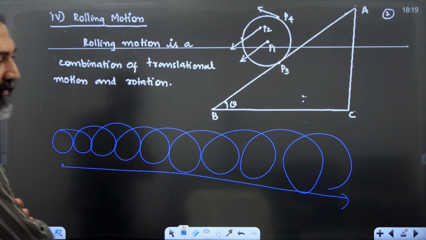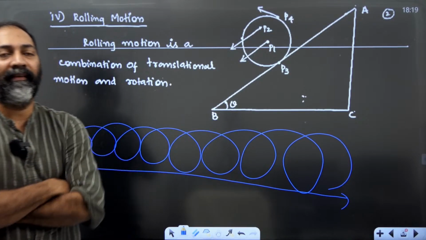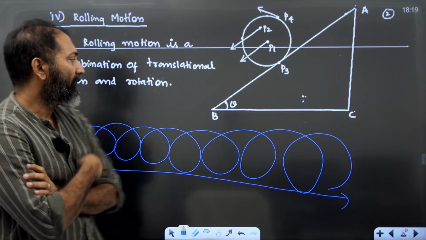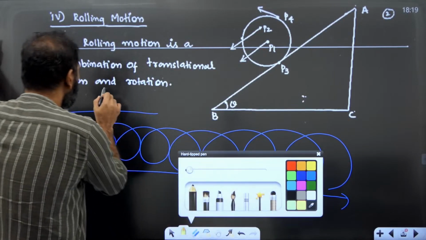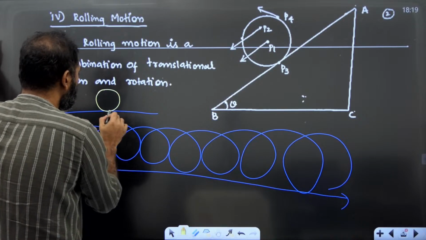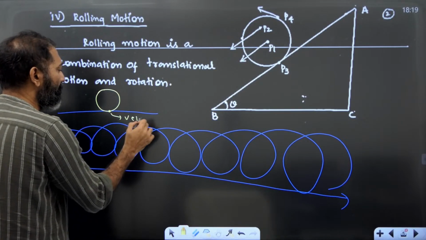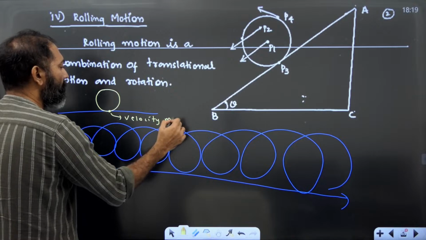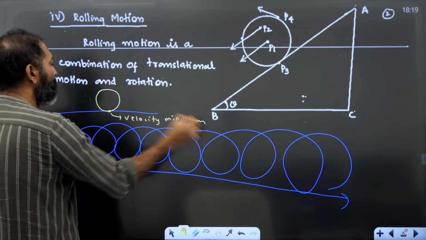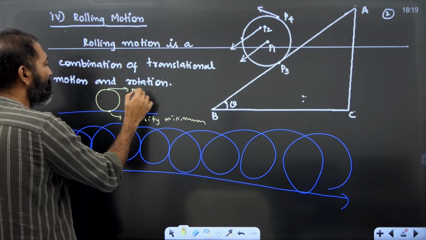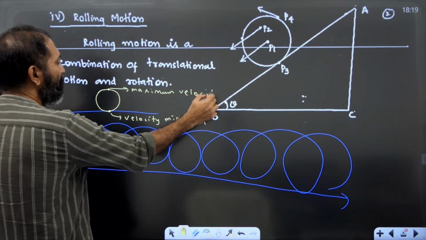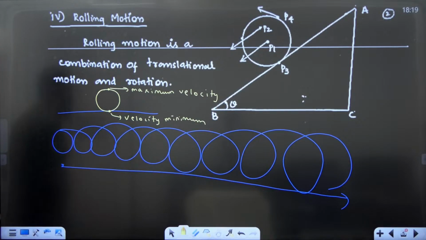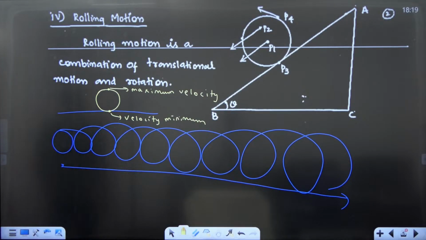See, for entrance students, I am telling you a small point. During rolling motion, the part of the body which comes in contact with the ground will have minimum velocity. At this point, velocity is minimum. And the topmost point will have what? Maximum velocity. This point, maximum velocity. That is for entrance, just a point to note down. During rolling motion, the bottommost body particle will have minimum velocity. The topmost particle will have maximum velocity.